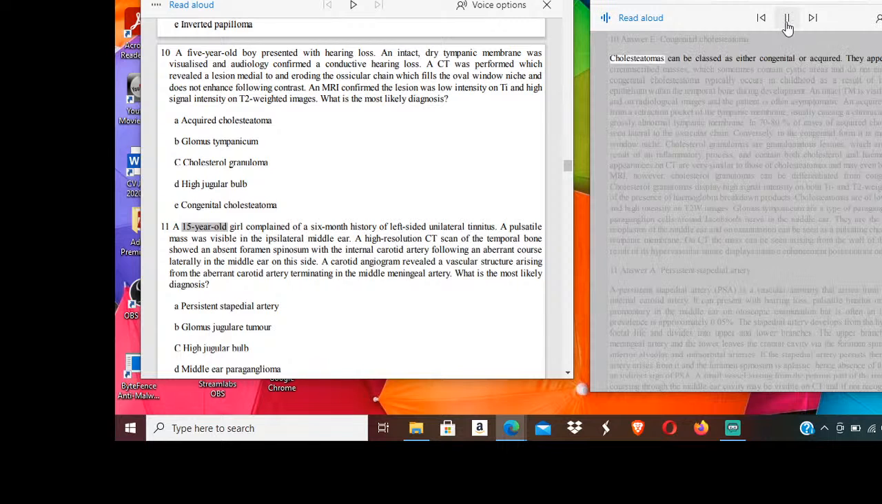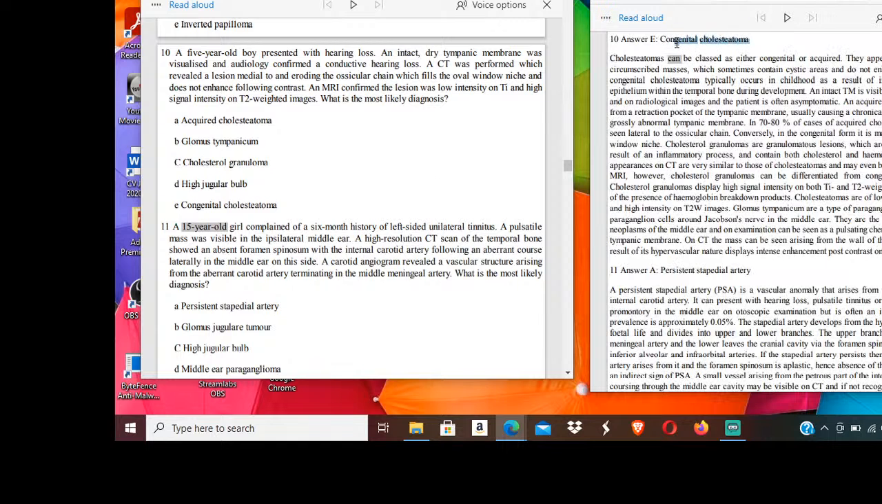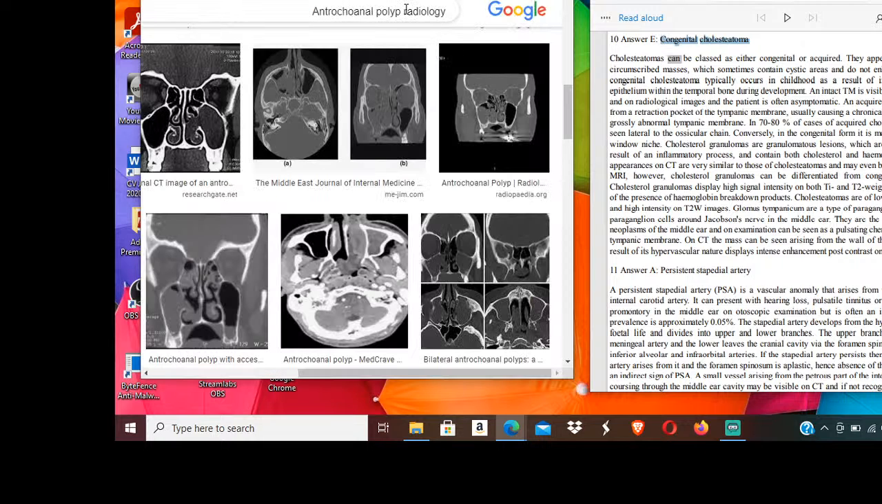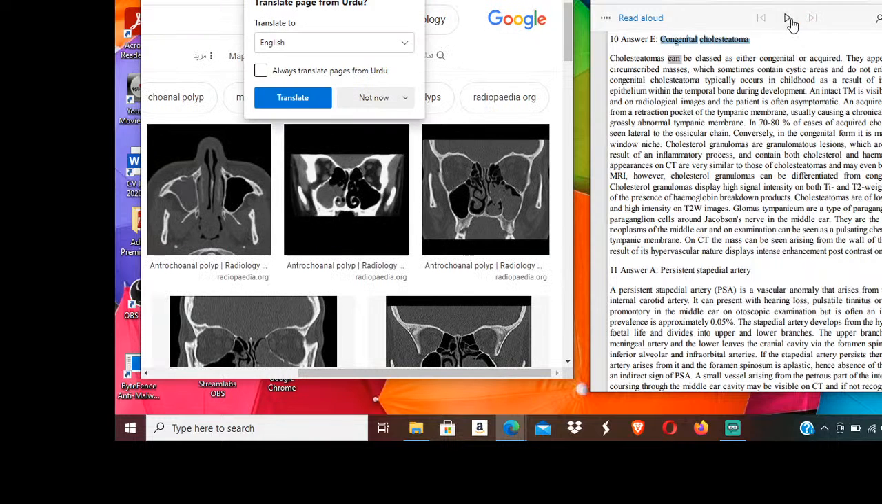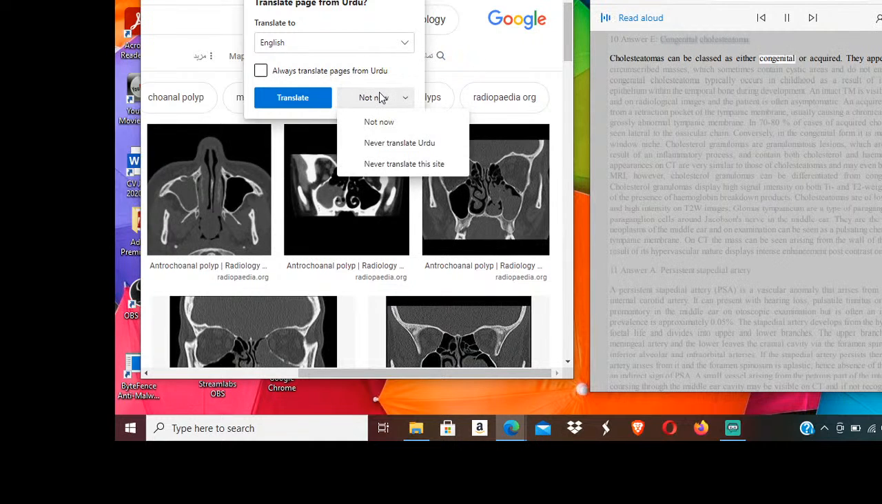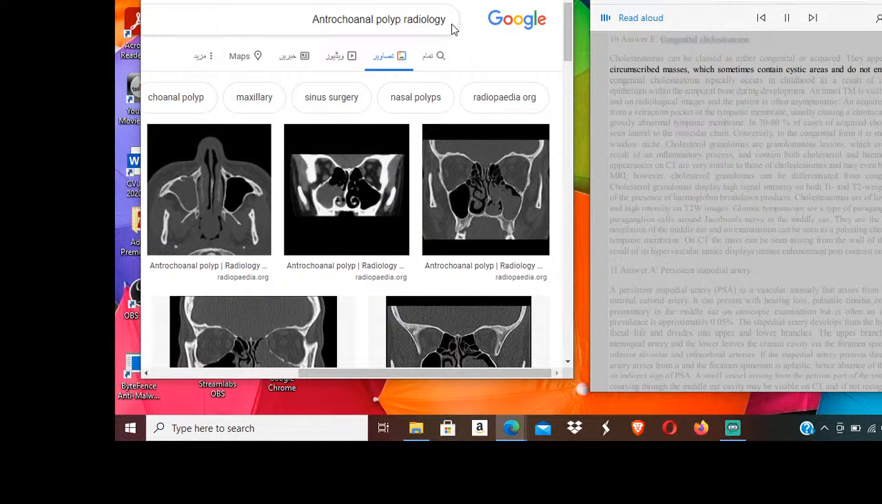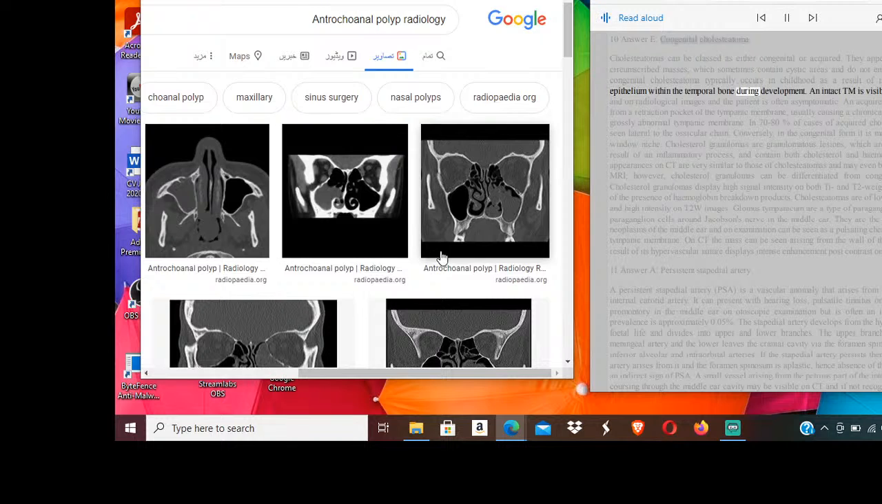Cholesteatoma. Cholesteatomas can be classed as either congenital or acquired. They appear as relatively well circumscribed masses, which sometimes contain cystic areas and do not enhance post-contrast. A congenital cholesteatoma typically occurs in childhood as a result of inclusion of squamous epithelium within the temporal bone during development. An intact tympanic membrane is visible on both examination and on radiological images, and the patient is often asymptomatic. An acquired cholesteatoma arises from a retraction pocket of the tympanic membrane, usually causing a chronically discharging ear and grossly abnormal tympanic membrane.